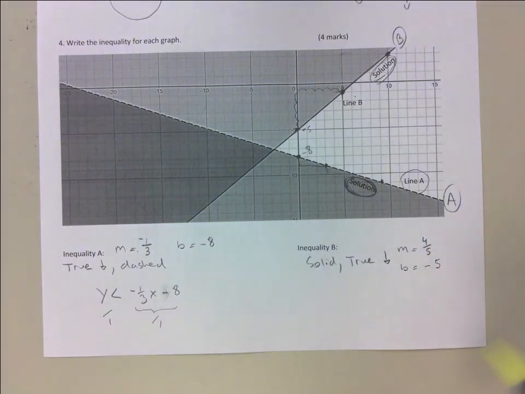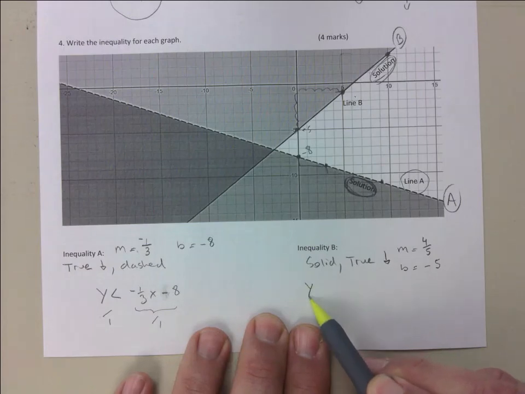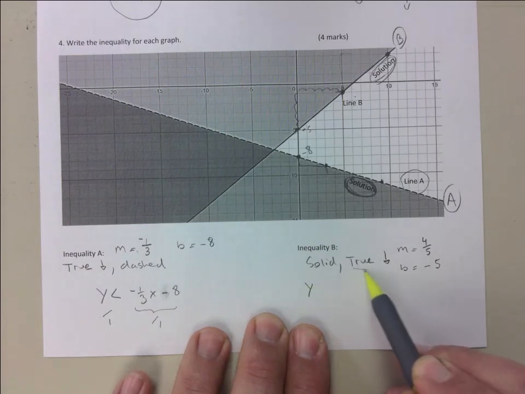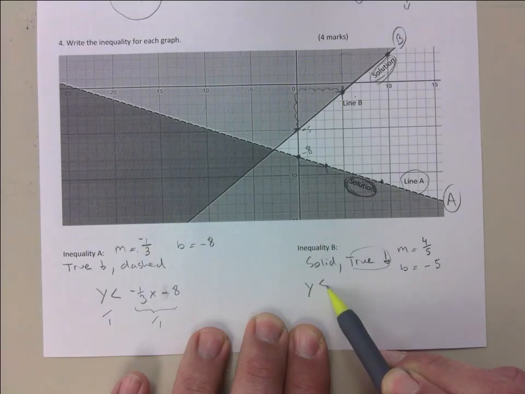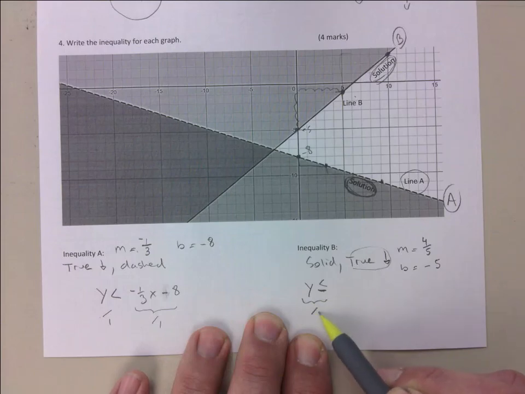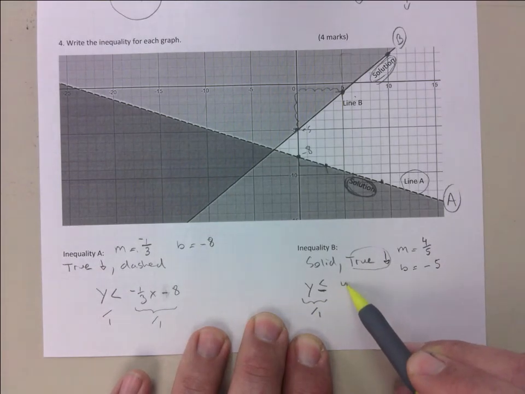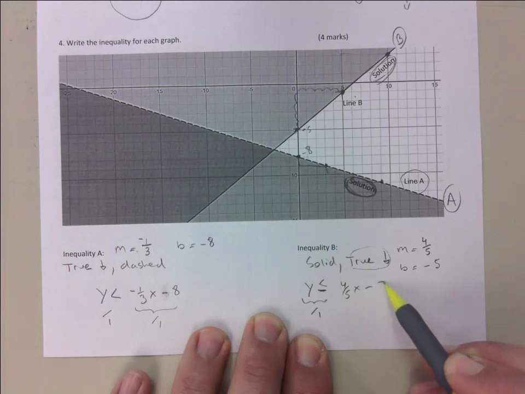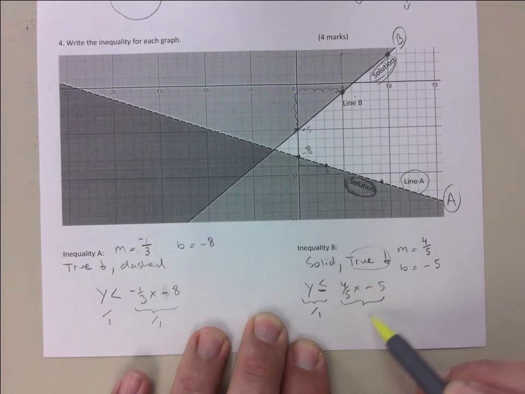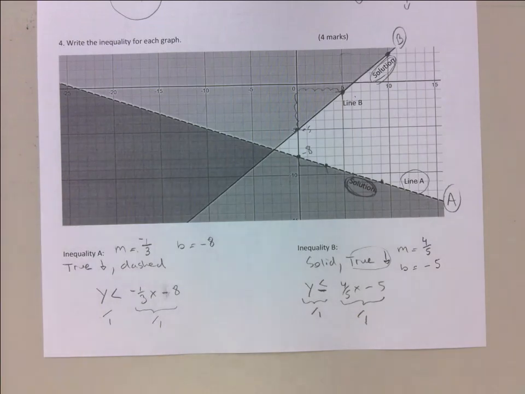Positive. So let's write our line. Y, the true region is below, so it should be less, and it's a solid line, so you do put an equal. So you get a mark for this part, and then it's 4/5x minus 5. Okay, so you get a mark for that one. You're the teacher today, so you decide. Just don't give yourselves full marks unless you got it exactly the way I have it, right?